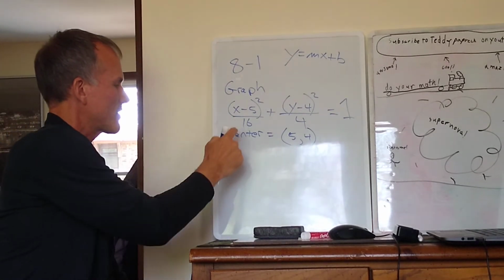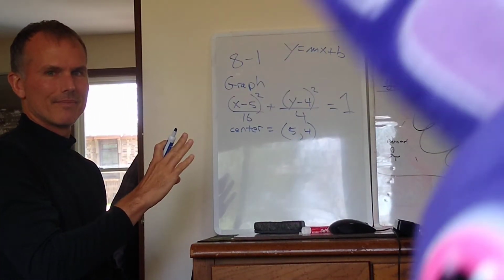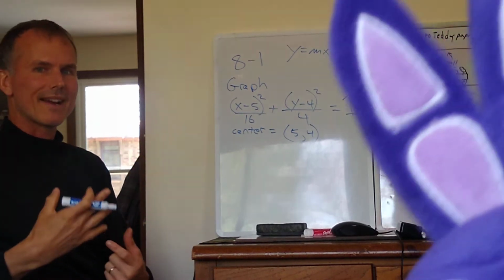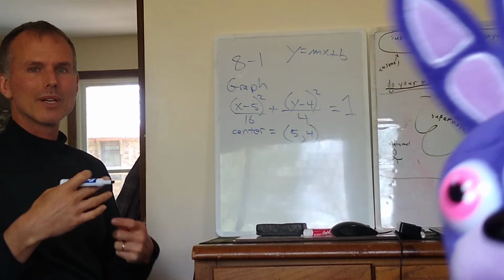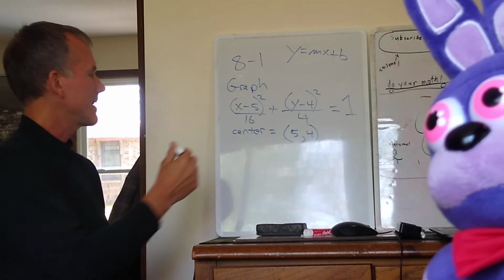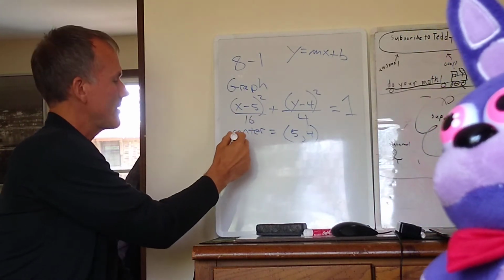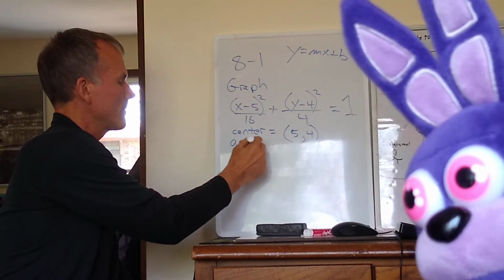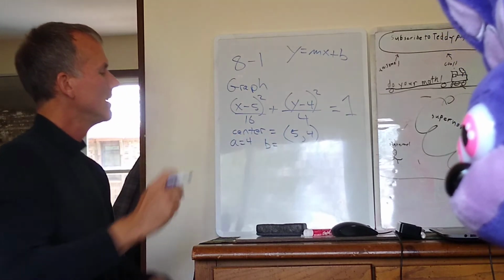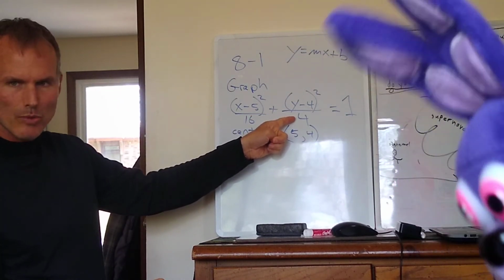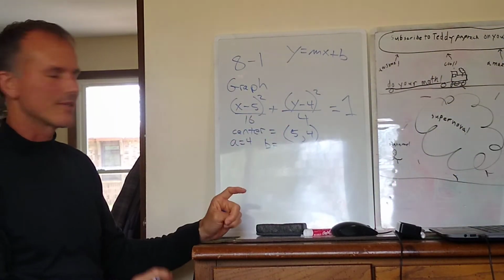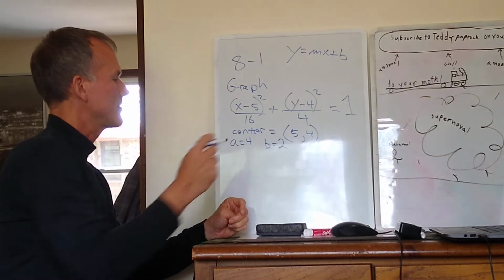So this is going to be a squared. 16 is a squared. Now, if 16 is a squared, a has to be the square root of 16. So a squared is 16, so a is 4. And then 4 is b squared, so b is going to be 2.